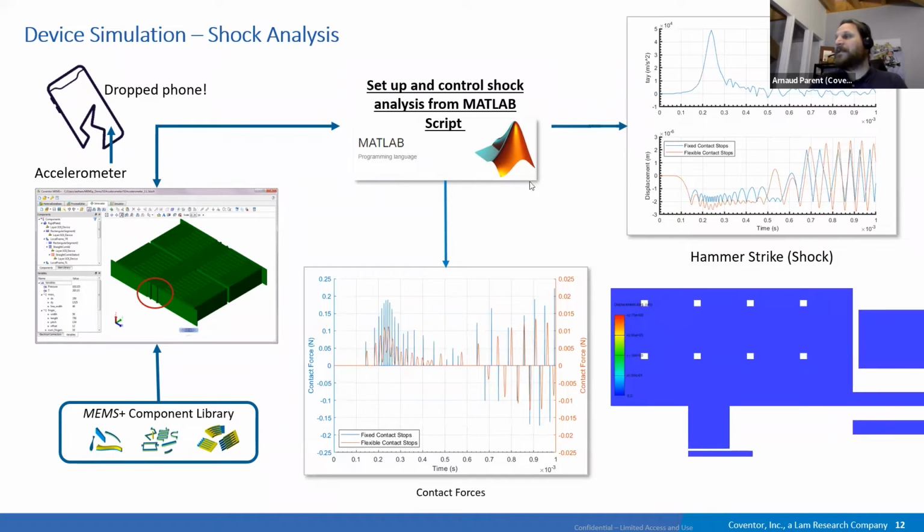On top here, you are seeing the input. It's a profile of a large acceleration. It is basically the shock happening to the smartphone when it hits the ground, and a simulation can give you how the mass is moving with this shock. And here is what you get. We did two models with two different stoppers: one with a fixed stopper and one with a flexible stopper.